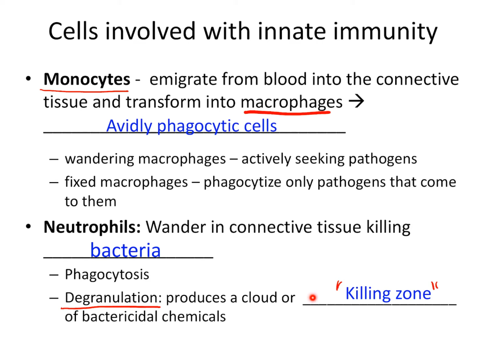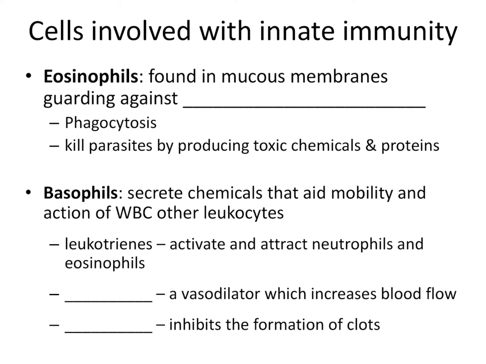The next two cell types that we'll look at, which are involved with innate immunity, are again cells that we've talked about in the past. We have our eosinophils and our basophils, both of which are leukocytes and both of which are granulocytes, meaning they have these specific granules. If you recall, our eosinophils are found primarily in mucous membranes, and the pathogens they're specialized to kill are allergens as well as parasites.